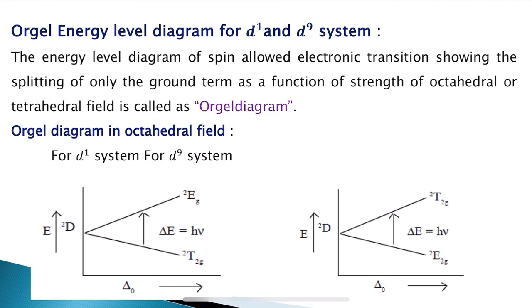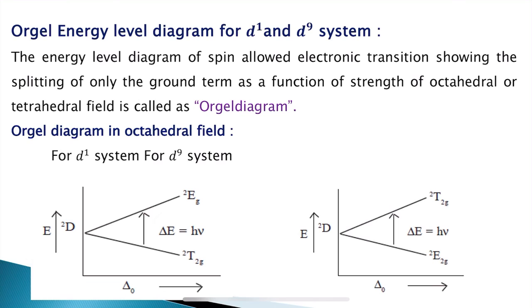Okay. So, now we will take one example, Orgel diagram for D1 system in octahedral field. This diagram explains about the Orgel diagram for D1 system. And this is for D9 system. So, this is for D1 system and this is for D9 system. Okay. So, observe these two Orgel diagrams. What are you going to understand from these two?